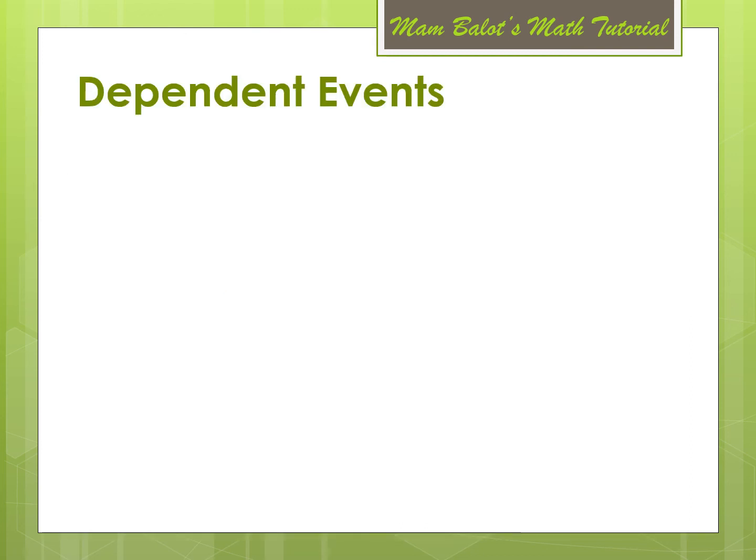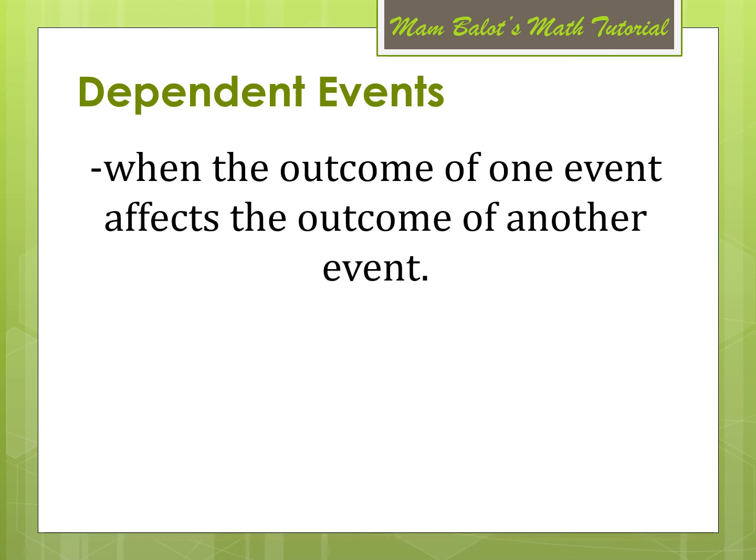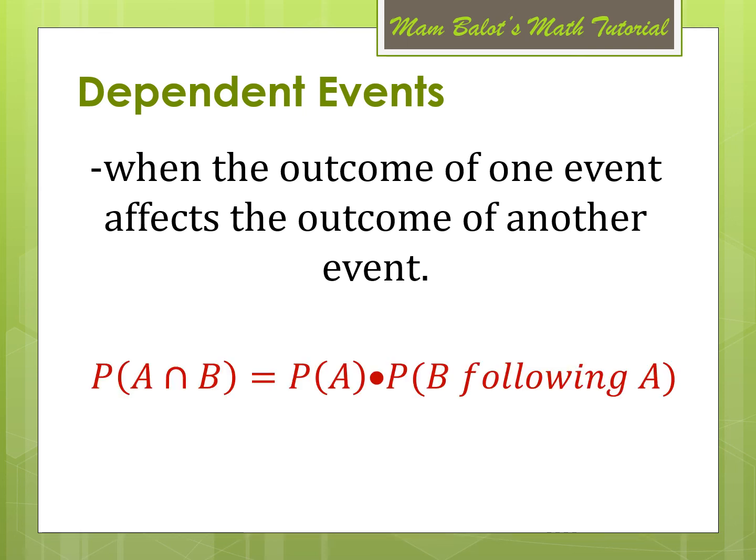Now let's have the dependent events. This happens when the outcome of one event affects the outcome of another event. So if it is a dependent event, when we compute the probability of the intersection of A and B, it is equal to the probability of A times the probability of B following A. This probability of B following A represents the probability of B given that A already happened. So let's have an example.